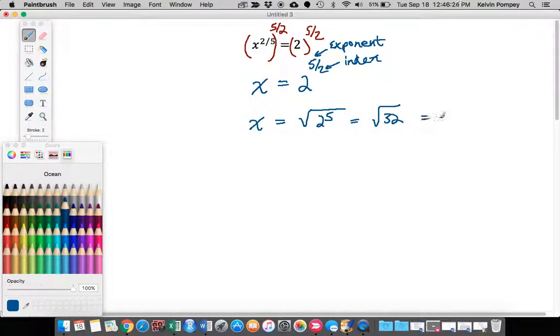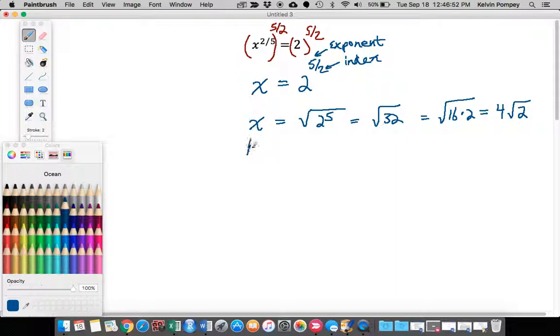And if I wanted to simplify that, square root of 32 is 16 times 2, because 16 is the largest perfect square that goes evenly into 32. And I can take the square root of 16 and I get 4. So I get 4 times the square root of 2. Okay? Now, one of the things that happens when we have these types of equations is that when I just raise both sides to a power, I'm only going to see one possible solution, and that's the positive solution.